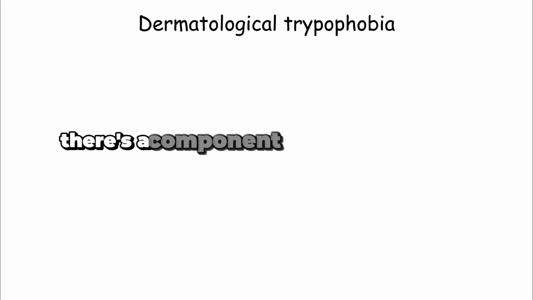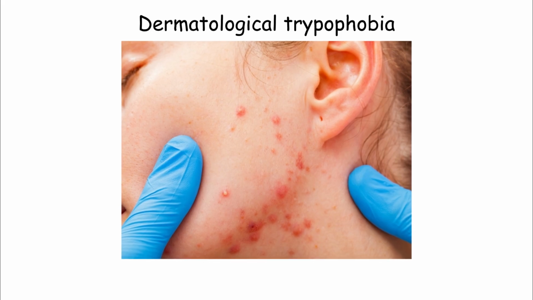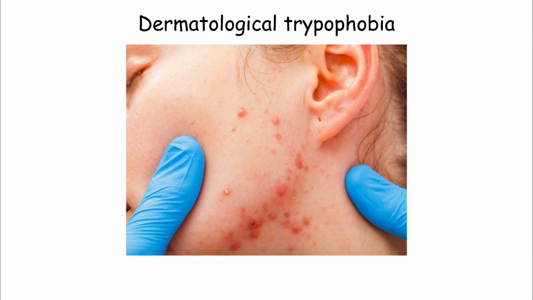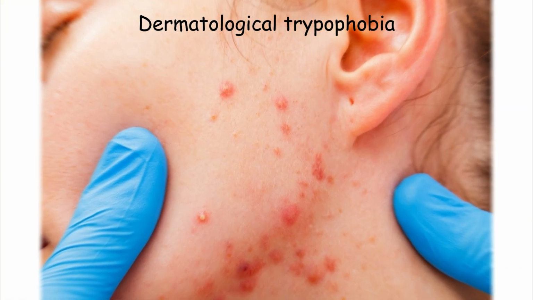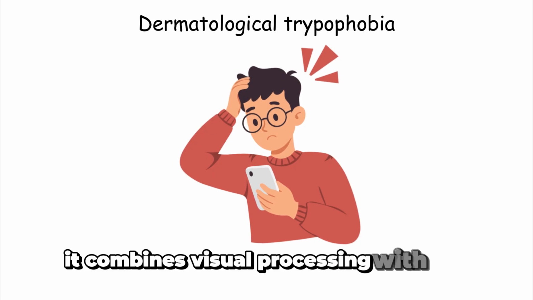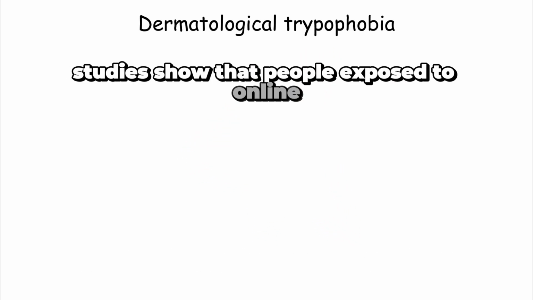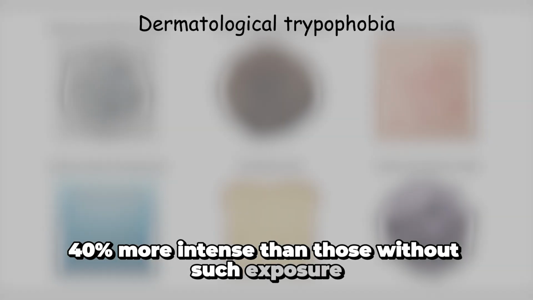Additionally, there's a component of threat to bodily integrity. When you see patterns on skin, your brain interprets it as a possible infection or disease, activating both disgust and anxiety. That's why this form is so visceral. It combines visual processing with real biological concern. Studies show that people exposed to online trypophobia communities develop symptoms 40% more intense than those without such exposure.